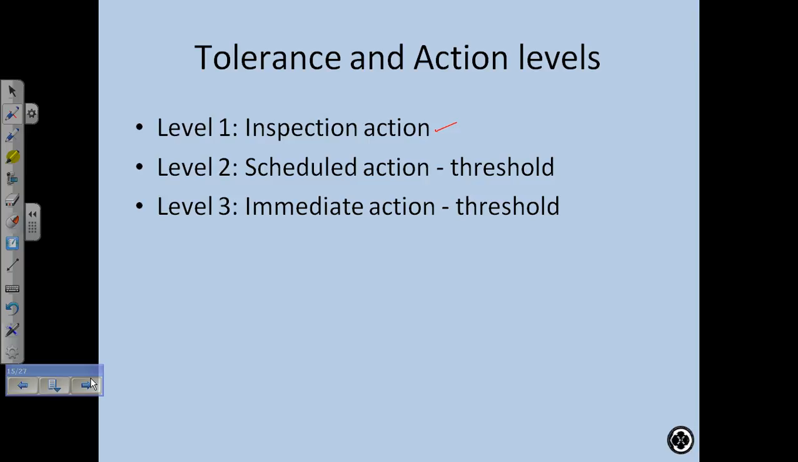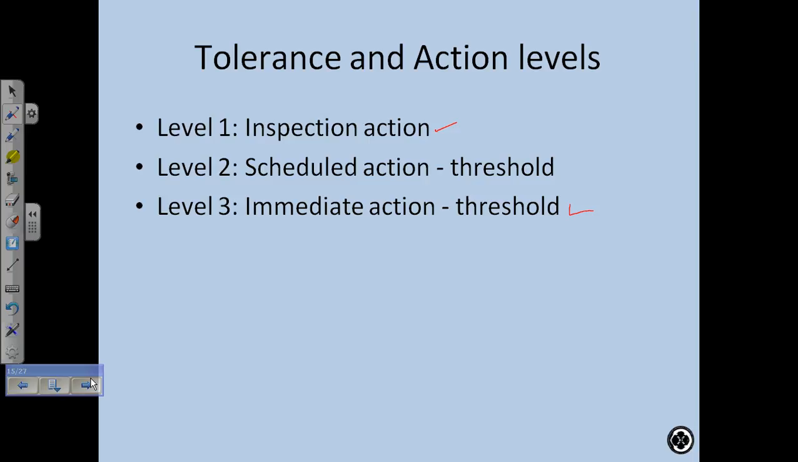Scheduled could be immediate too, but the immediate is really for level 3 down here. Immediate action is where the tolerance level is at such a point that it could affect patient treatment, could affect patient dose delivery, and you need to do something about it right away. An example of that: your output is 5%. If I see an output that's 5%, I'm not going to go home. I'm going to sit there and fix it until I get it within acceptable levels.